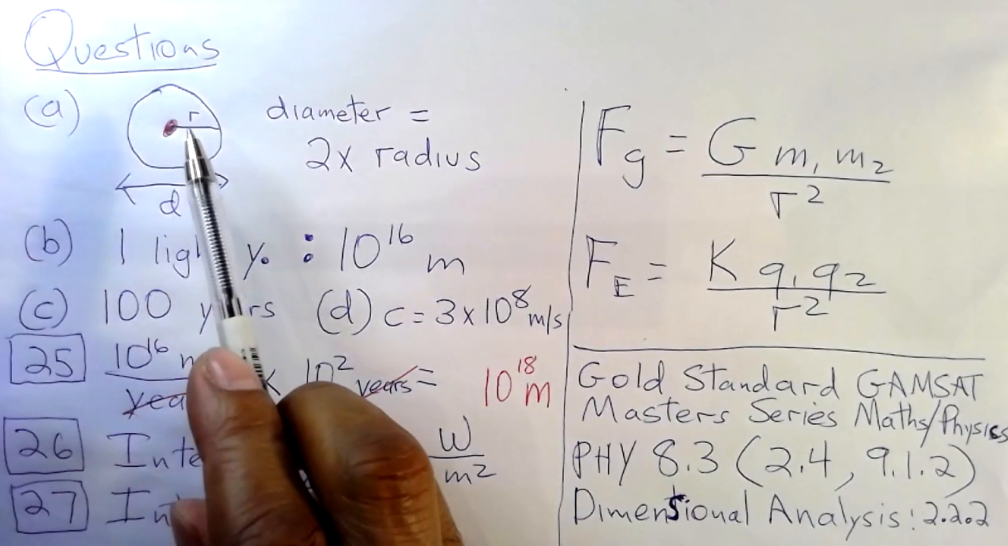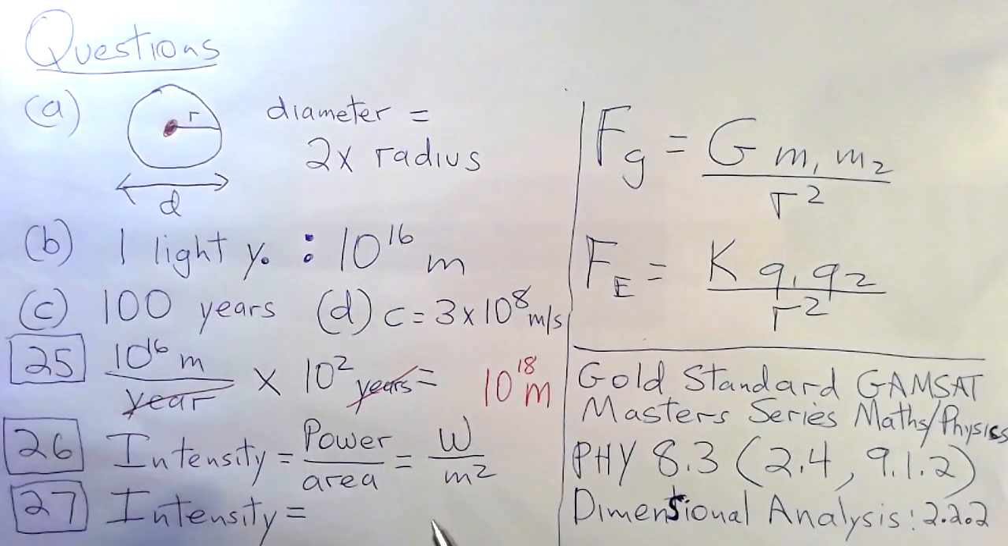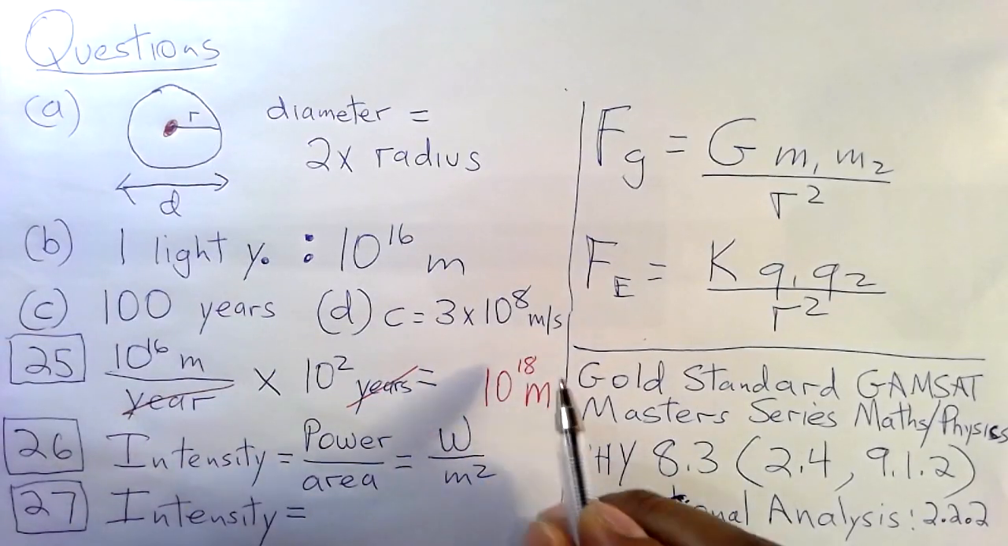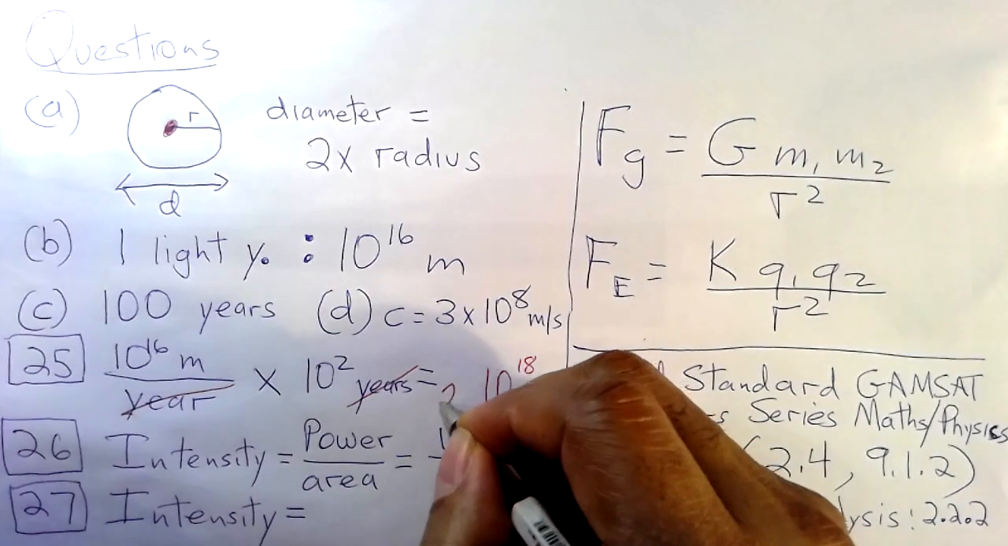And then if we want the diameter, so this is going to be the radius. So then the diameter is twice that.